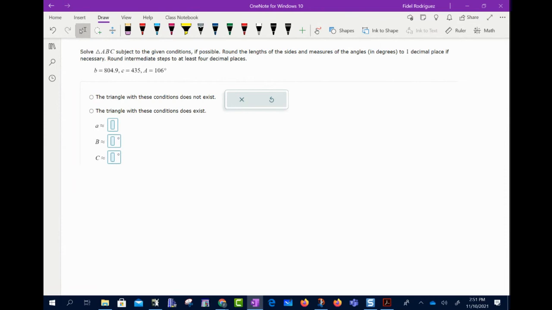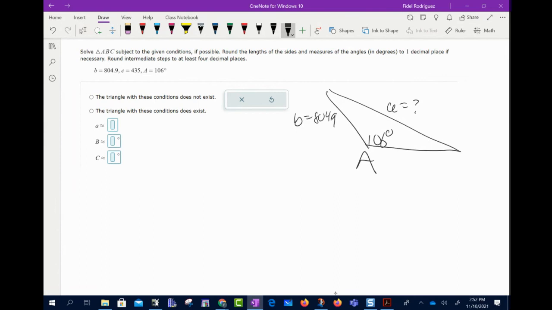And so let's take a look here. What do we know? I'm going to draw a real simple triangle. It's going to look maybe something like this. Here's my angle A to be 106 degrees. I don't know the side little a though. And we know that side little b is 804.9, and side C is 435. I don't know the value of angle C, and I don't know the value of angle B.